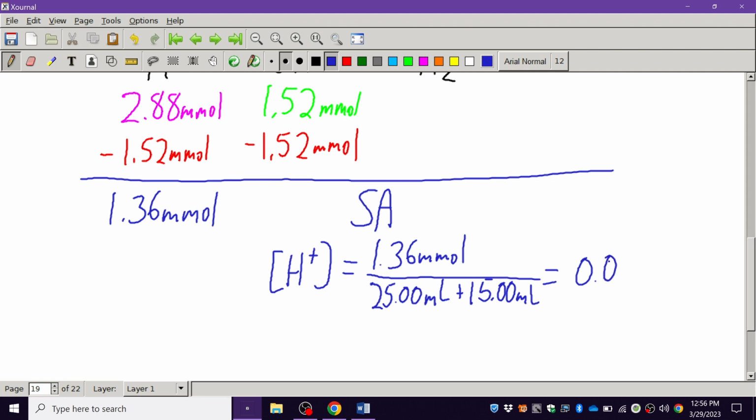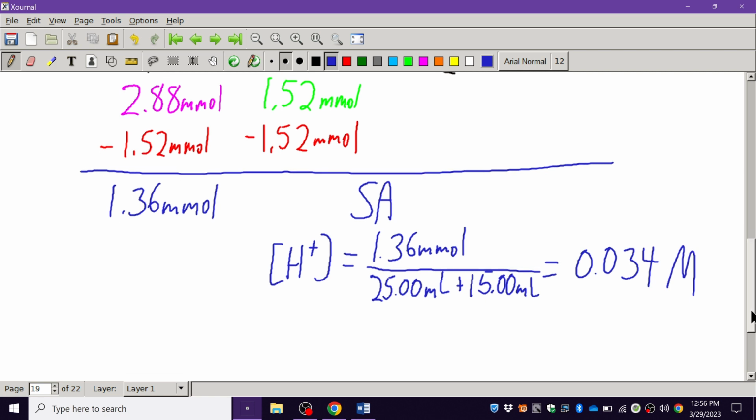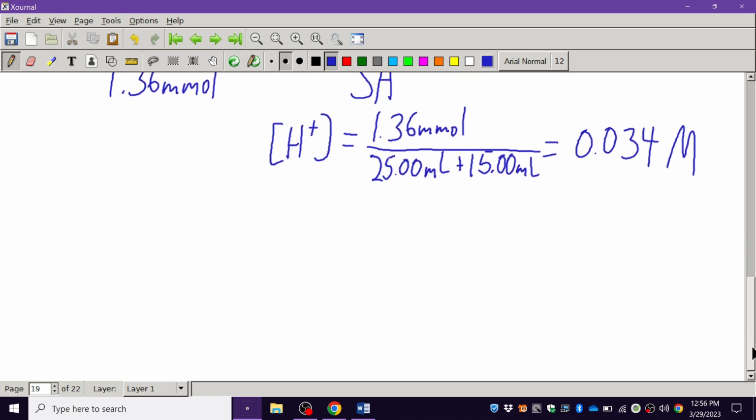0.034. Okay. We could actually go one more, but that's good enough. All right. Since we're probably going to measure pH only to 2 decimal places anyway, that works. Okay. And so what's the pH? There you go. Still really low. It's higher than it was when we started, but it's still low.